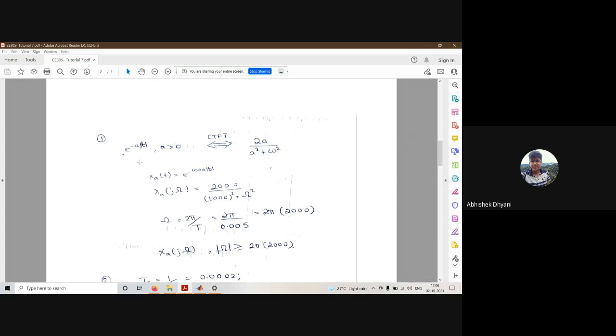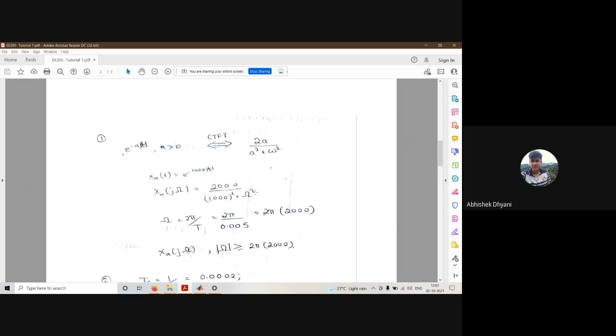So I can do it with the question that is given to us, and I can calculate the CTFT. It is 2a upon a square plus omega square, where a is 1000 here. This should also have been capital omega square, because in continuous time we represent frequency with a capital omega. That's the general notation.